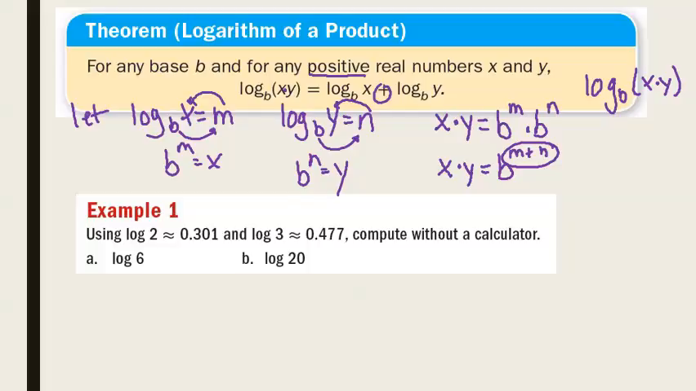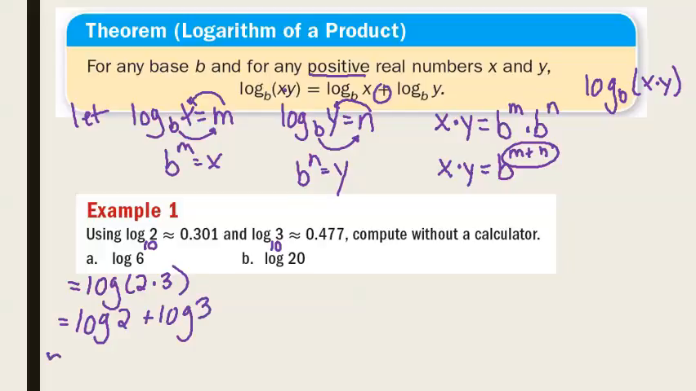So we can use that property to help us determine the value of logarithms without a calculator. So we know that log of 2 is approximately 0.301, and remember that's log base 10. And then log base 10 of 3 is approximately 0.477. So if we look at log of 6, well, 6 is just equal to 2 times 3. So using our logarithm of a product rule, we can split this into saying that, well, that's log of 2 plus log of 3.